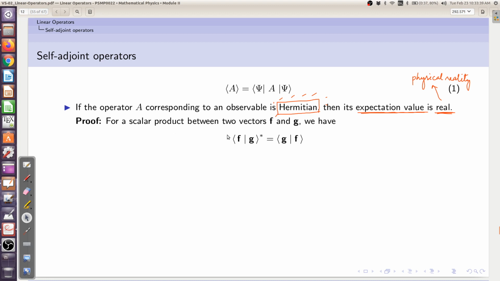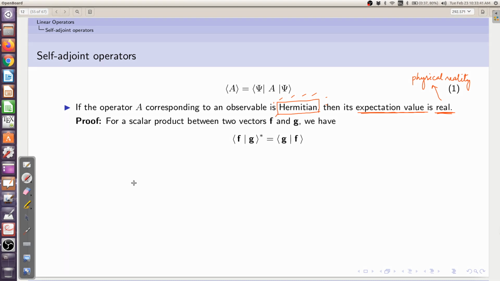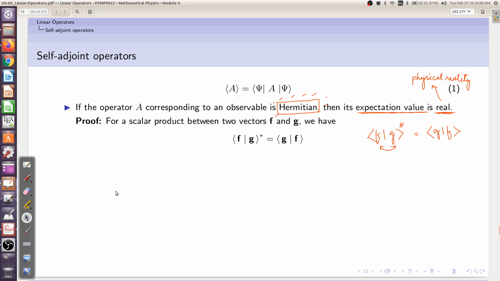So suppose for a scalar product between two vectors, we have this. This is a basic property of the scalar product. We have already discussed this. If I have a vector f and a vector g, we construct the scalar product. If I take the conjugate of this scalar product, we just have to swap f and g. The star is going to vanish, and f and g just get swapped. Okay, so this is a basic property of the scalar product of any two vectors.